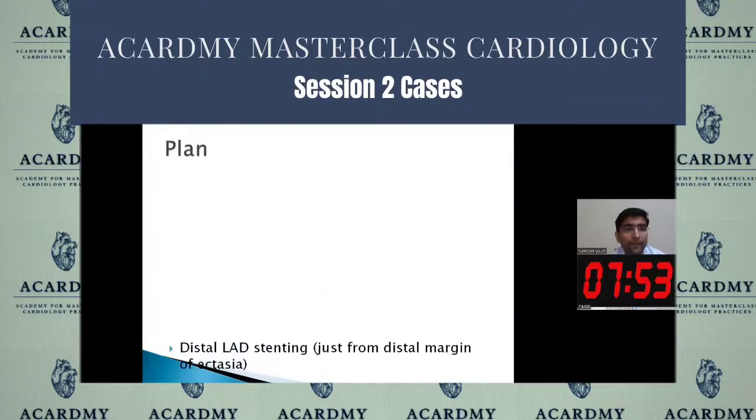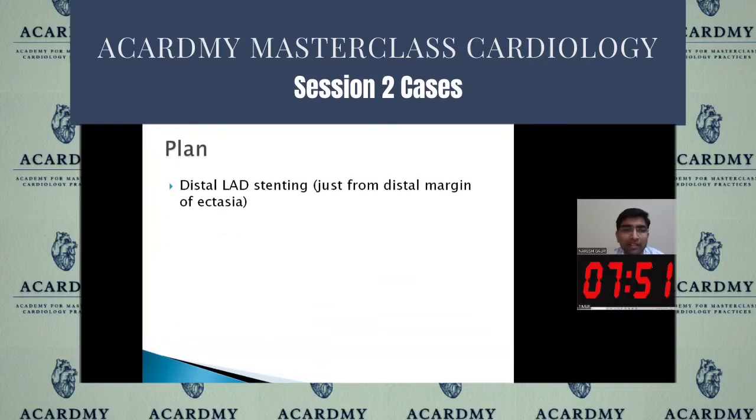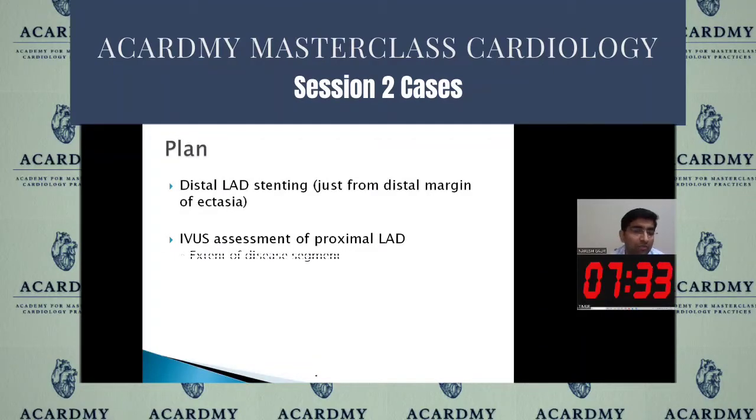So we planned first to do distal LAD stenting. Distal means just from the distal margin of the ectasia. Then we decided to take the help of imaging. So we planned to take an IVUS assessment of the proximal LAD, regarding the extent of the diseased segment, the bifurcation strategy, and the landing zone of the stent.